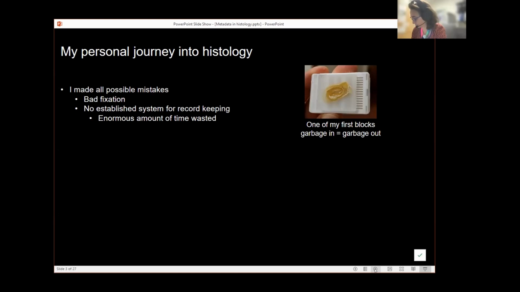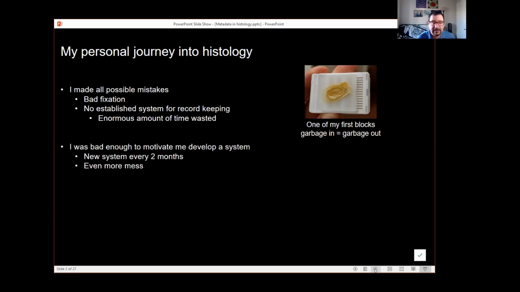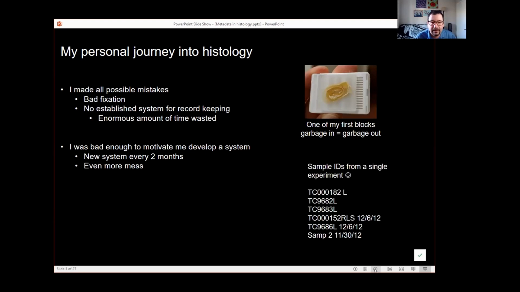So an enormous amount of time was wasted because I was essentially going back and forth, but I was persevering in my badness, and that was motivating enough to develop a system. The problem was that I was changing that system, and that created even more mess. So those are sample IDs from my single experiment. As you can see, there is quite a bit of evolution here.